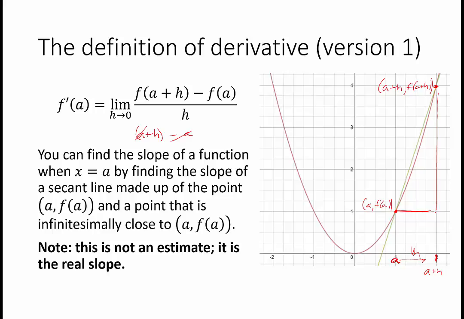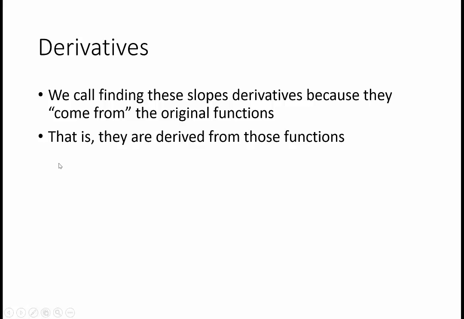By the way, when we talk about h getting infinitesimally close to the point that we're interested in, I'm going to note that what we're getting then is not an estimate. It is the actual slope. When we get infinitesimally close, we get the real slope. Now, I use the word derivative in describing this process. We call this idea a derivative because we are deriving from, or these slopes are coming from some original function.